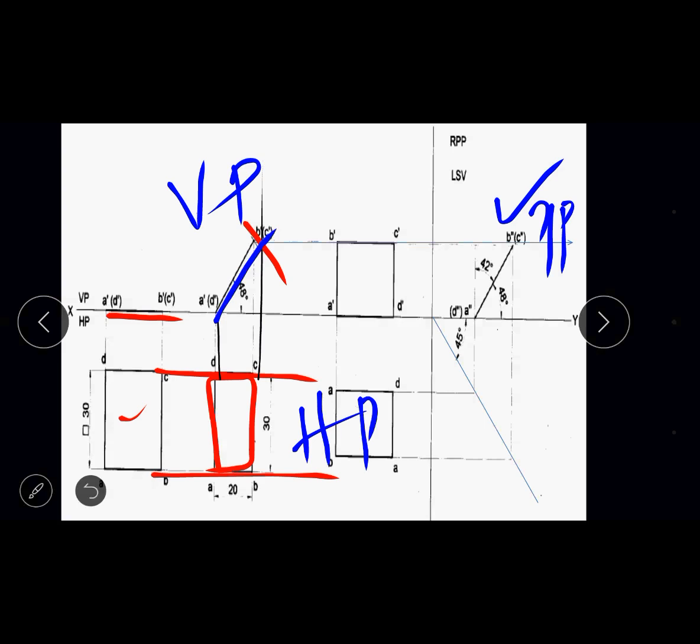I don't know, again somebody has activated audio. Please follow the basic discipline.